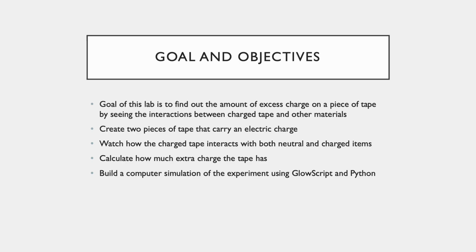The main goal of this lab was to calculate the amount of excess charge on a single strip of tape. To do this, I first created two tapes that became charged through a separation process. Then I observed how those charged tapes interacted with each other and with neutral materials. Then I used their floating distance and some other assumptions that I'll discuss in a bit to estimate the magnitude of their charge. Then I modeled the setup using GlowScript in Python to simulate electric forces acting on the tape.